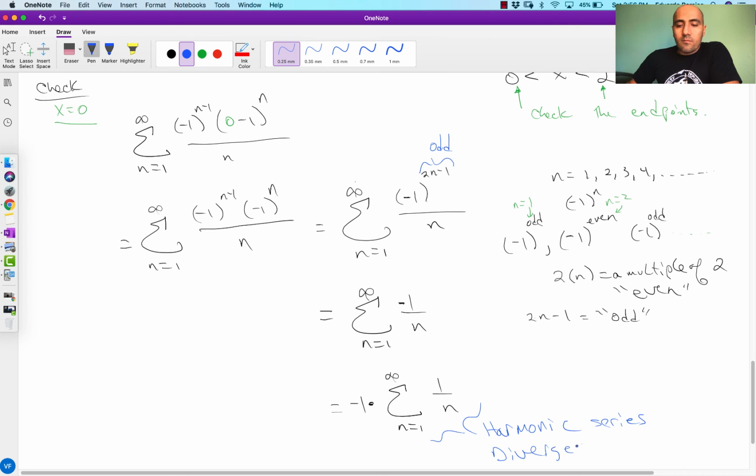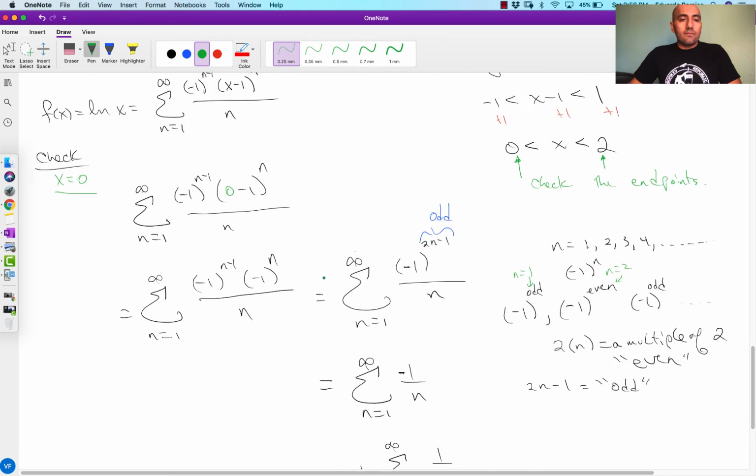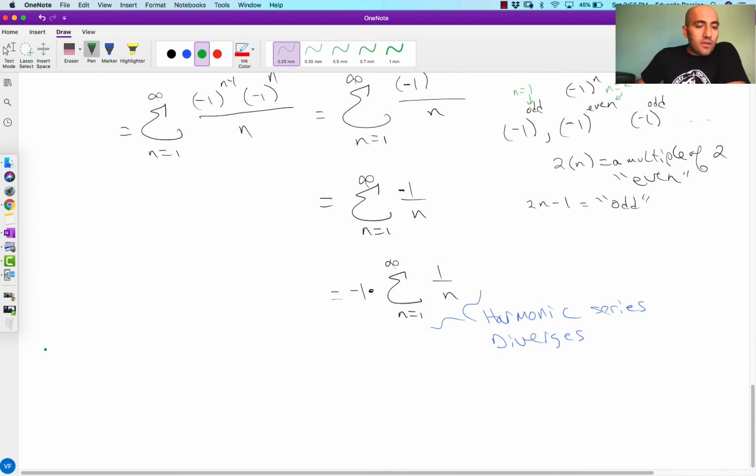Right, so we've established that when x equals 0, this whole series is going to diverge, so it's not part of its domain. So if we come back up here, we checked this one, and note, this is not going to work when x equals 0. What about when x equals 2? Let's check that one. So now we want to check x equals 2.